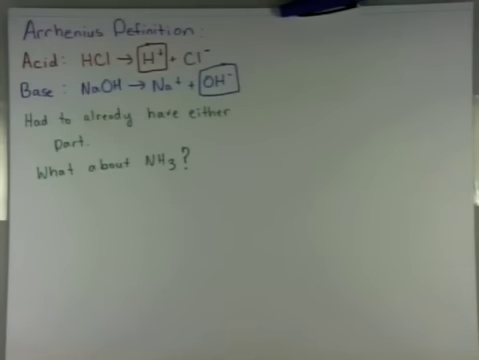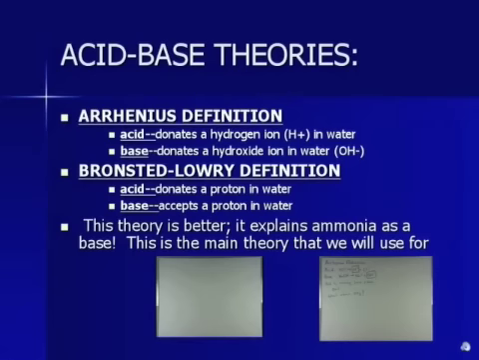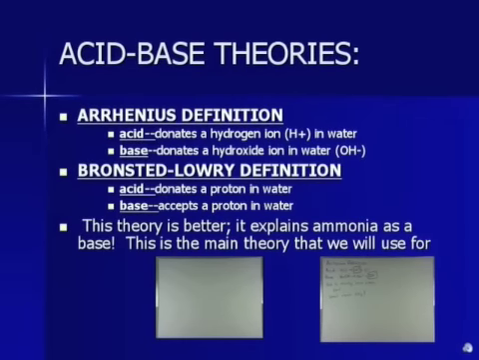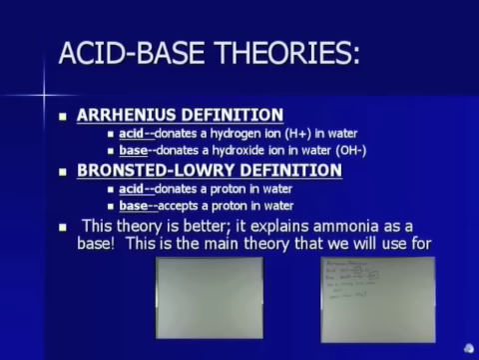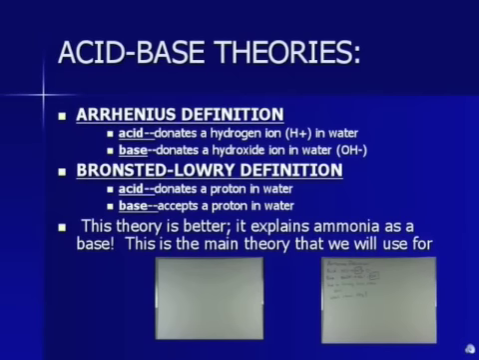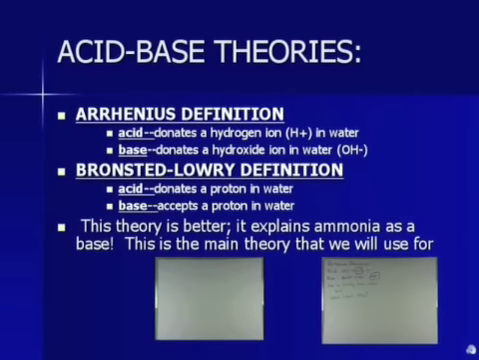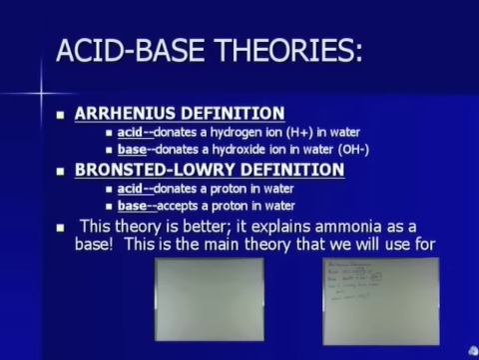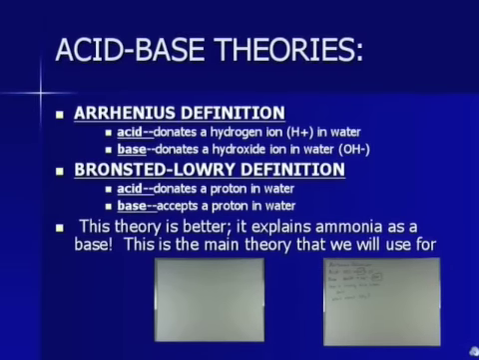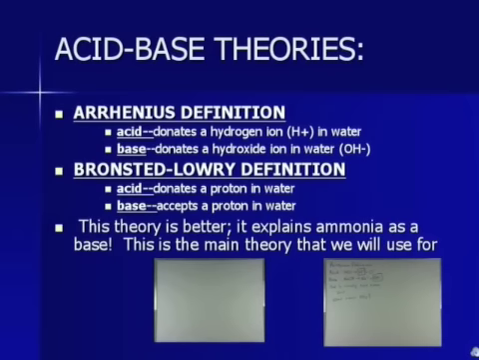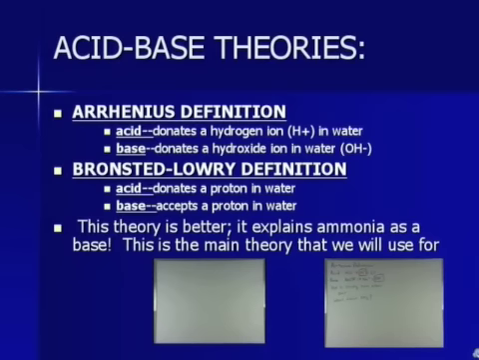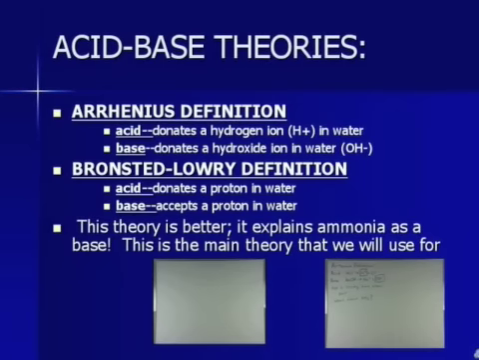That leads us to our second theory, and the more commonly used theory, that is the Bronsted-Lowry definition. The Bronsted-Lowry definition states that an acid donates a proton in water, whereas a base accepts a proton in water. So notice here, you don't have to have hydroxide anymore. You do still have hydrogen, but now we call it a proton. And a proton, in this case, is just a hydrogen atom with no electrons. So one proton, no electrons.